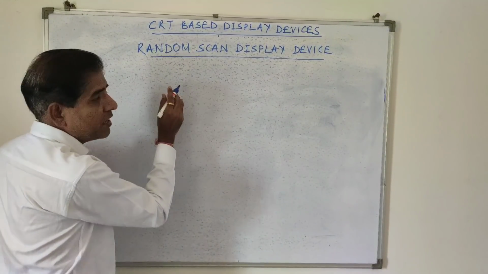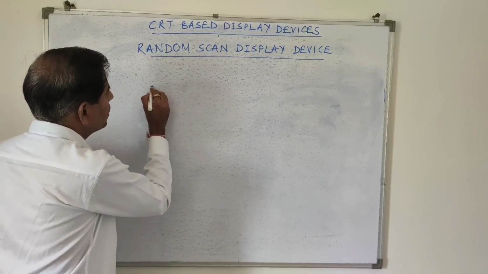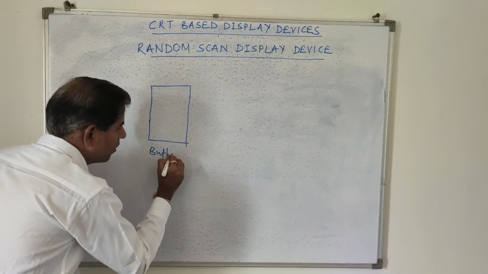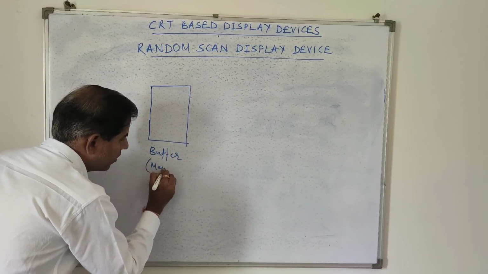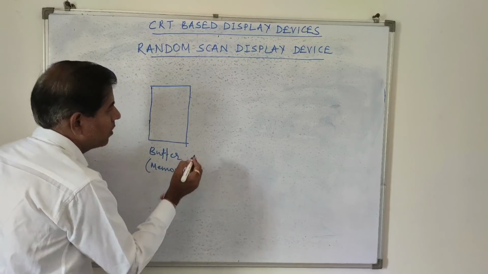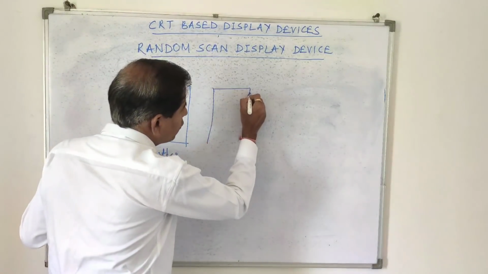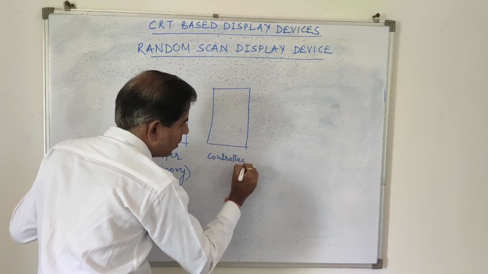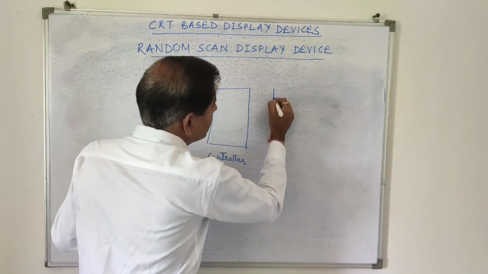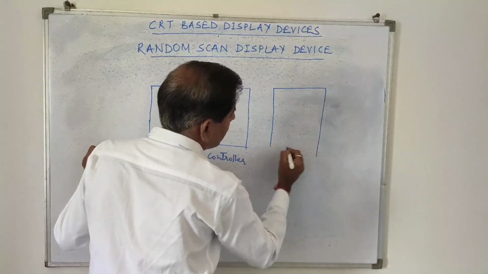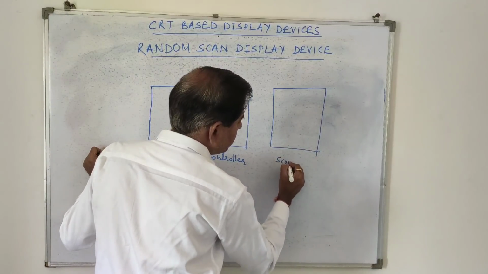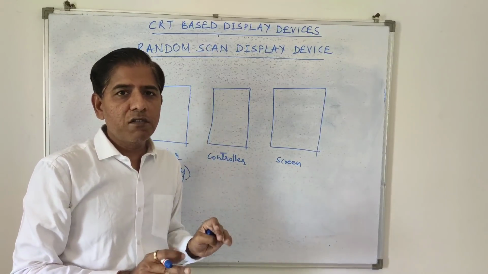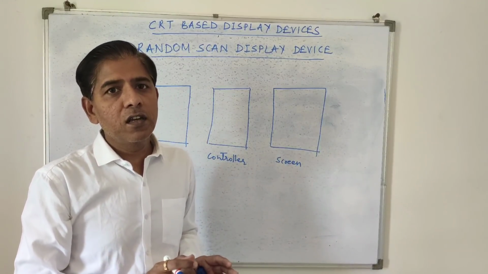So if you see the architecture of a random scan display device, it is something like this. This is a buffer, a buffer or a memory. Then a controller is provided, and this is a screen. Remember, random scan display device is coated with short persistent phosphor coating.